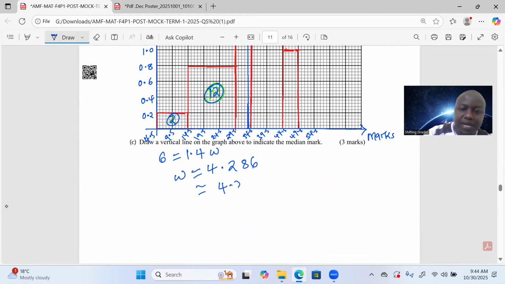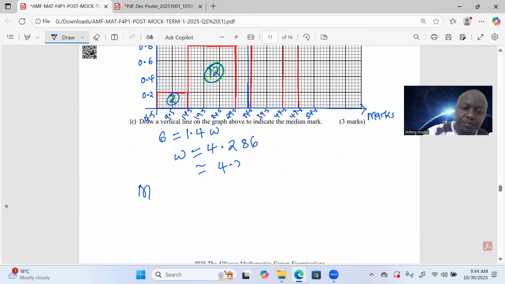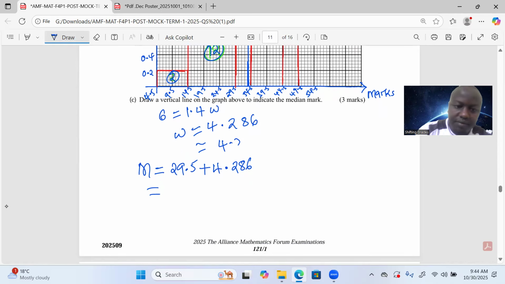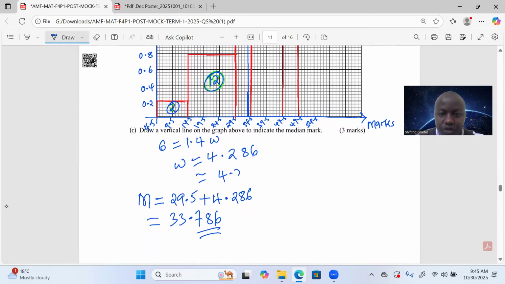And if we are getting the median itself, we would say after 29.5, we are adding 4.286. This gives us 33.786. That is the median, though we just want the vertical height.